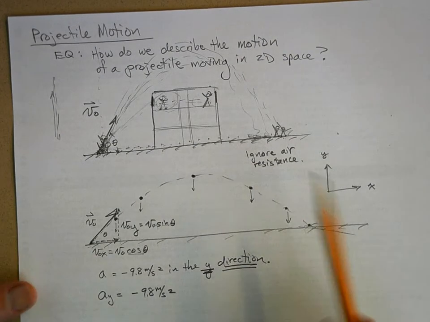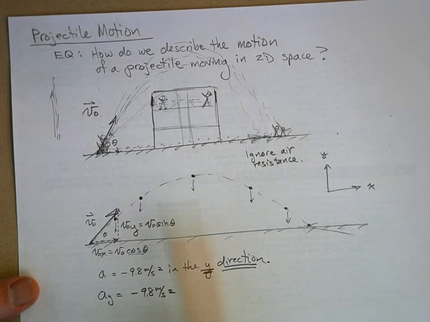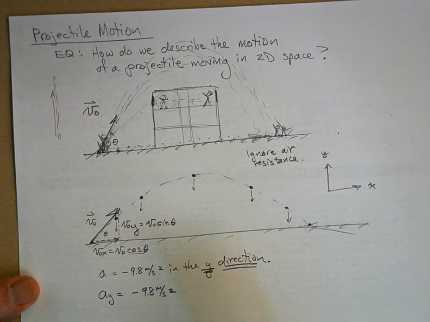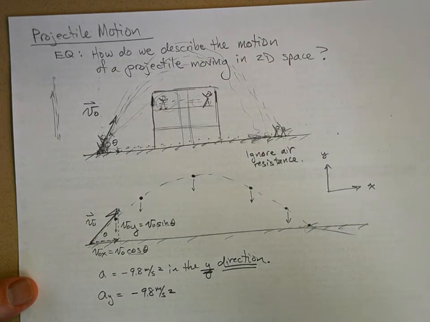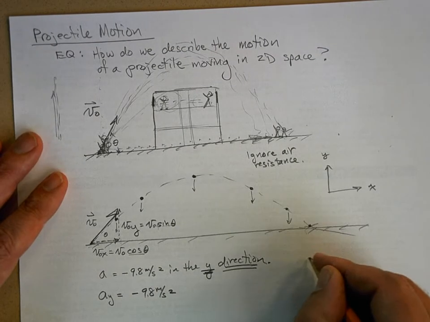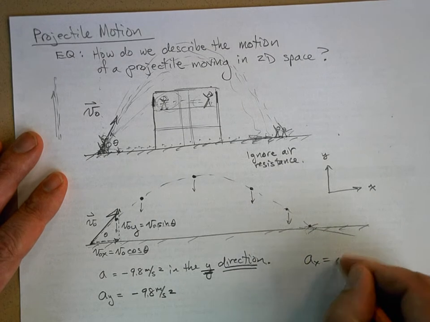Now, because we are ignoring air resistance, there is nothing interacting with the water balloon in the horizontal or x direction. So what's the acceleration in the x direction once it's left the slingshot? There is none. There is nothing interacting with it horizontally. We're neglecting air resistance. So therefore, the acceleration in the x direction is 0.